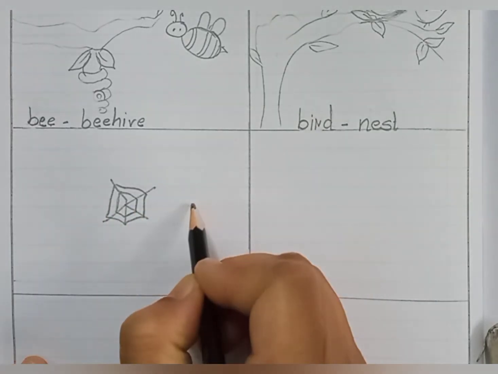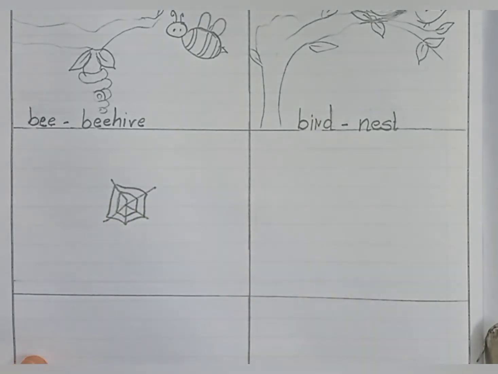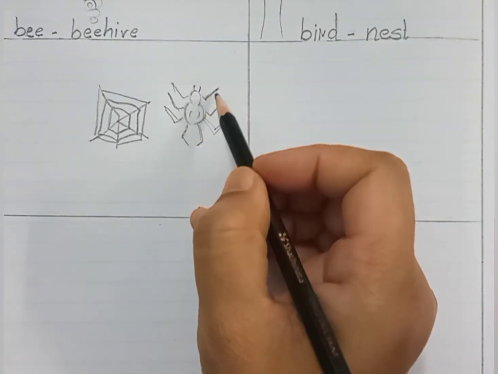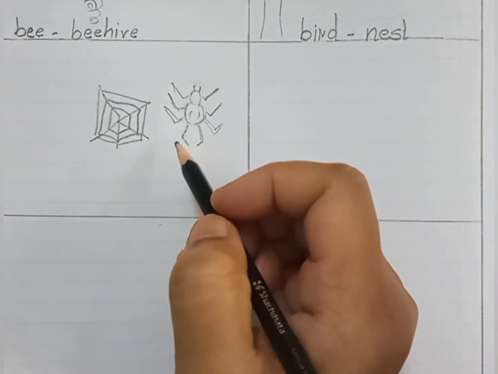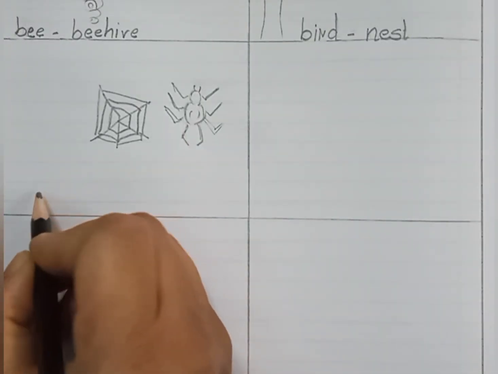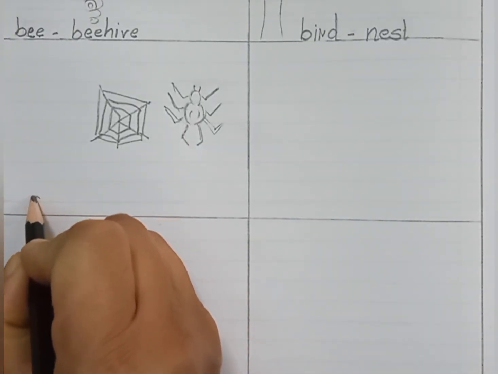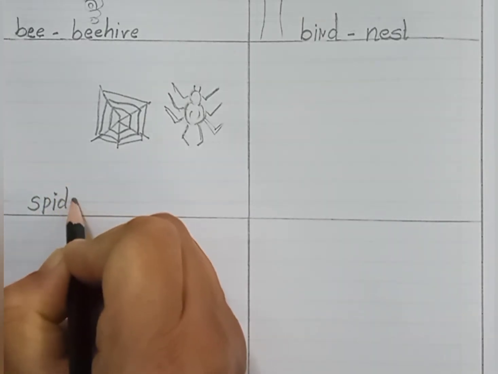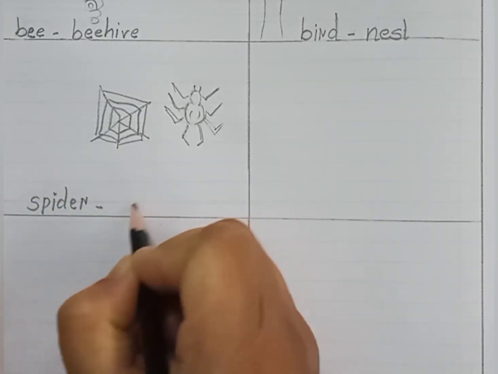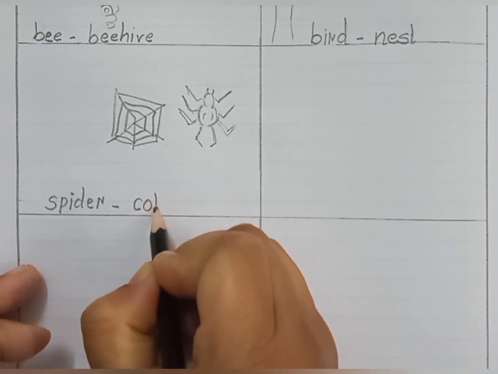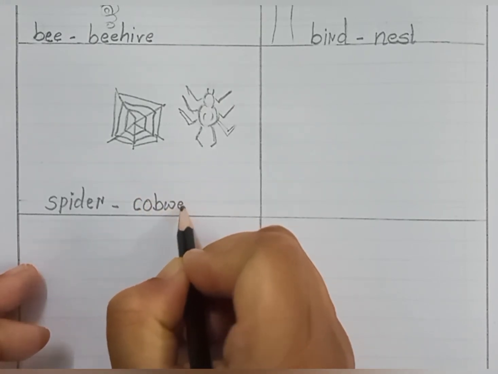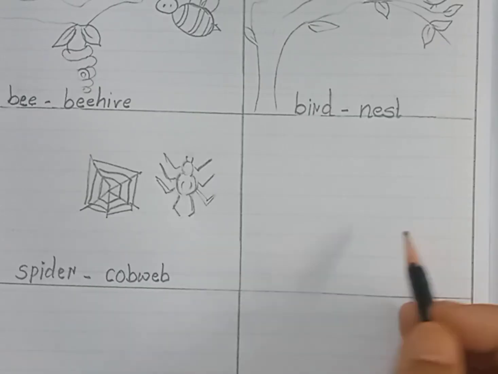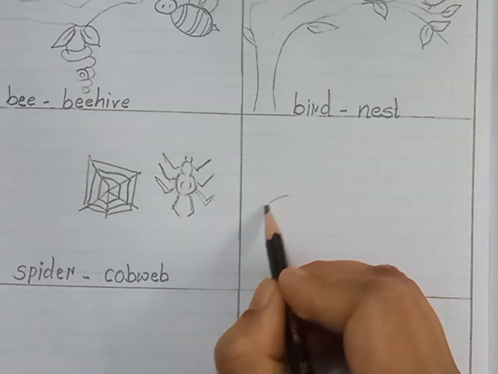Now, here you are going to draw one spider. And this is your spider, with these many legs, right? So right here, spider and web. S-P-I-D-E-R, spider, and cobweb. C-O-B-W-E-B, cobweb.